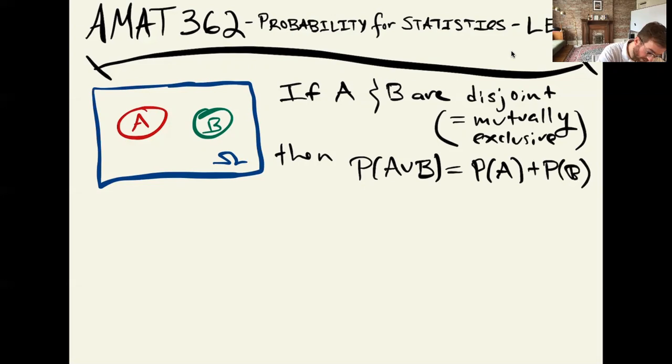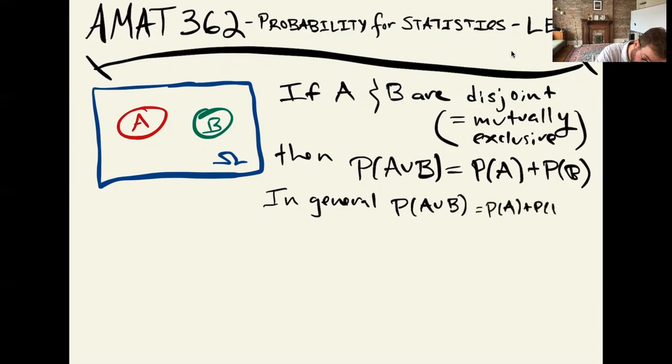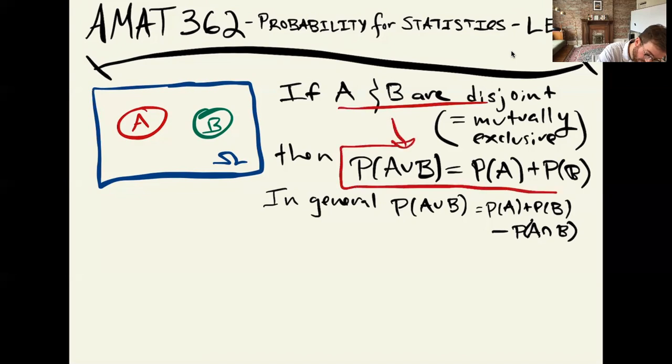The formula goes something more like this: take the sum of those probabilities, and then I have to subtract the probability of both events happening. Because in effect, we end up double counting if we don't do this additional subtraction. So under the disjoint hypothesis, we have this formula, but then we also have this one in general.